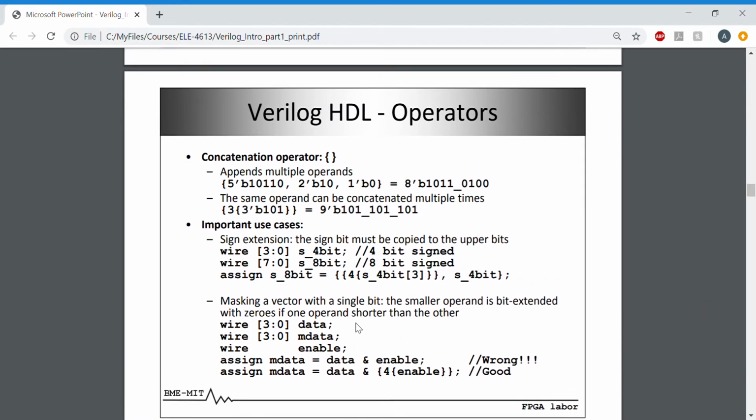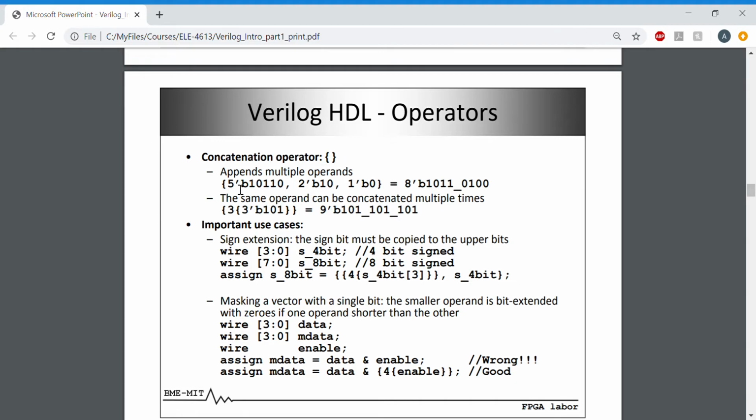Now we're gonna see some operators. This is the concatenation operator. What does concatenation mean? It means you are appending some bits together. So you take 3 bits, 4 bits, and 7 bits. You put them together, they will become 3 plus 4 plus 7: 3 plus 4 is 7, 7 plus 7 is 14.